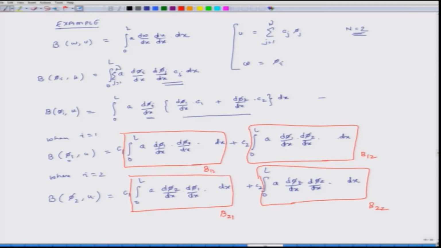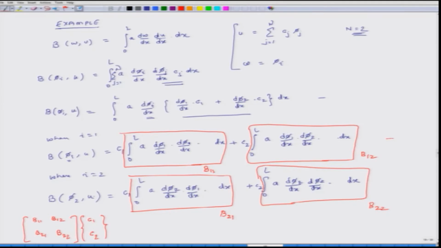I know what kind of phis I have, so I can integrate these and get the entire B matrix, which is in this case 2 by 2. If n was 3, then this B would have been 3 by 3, and so on and so forth. So, my equation is B11, B12, B21, B22, times C1, C2. See, C1 and C2 are unknowns.